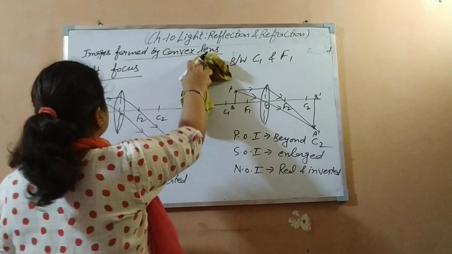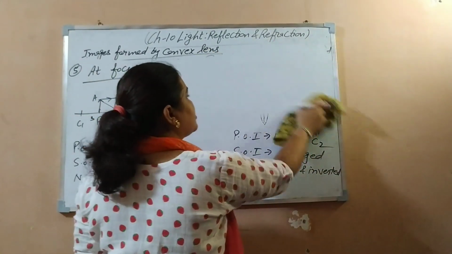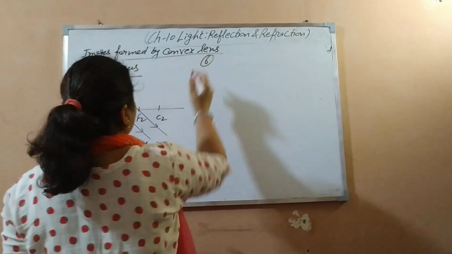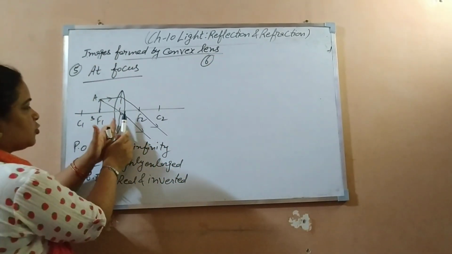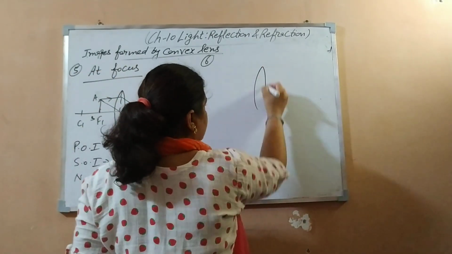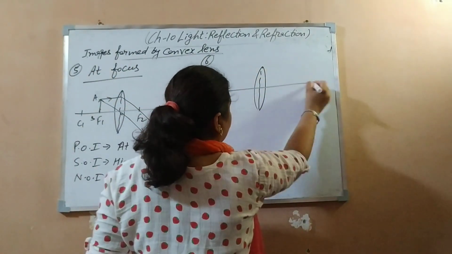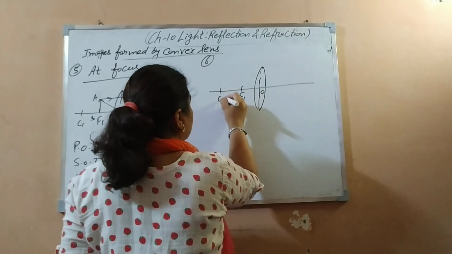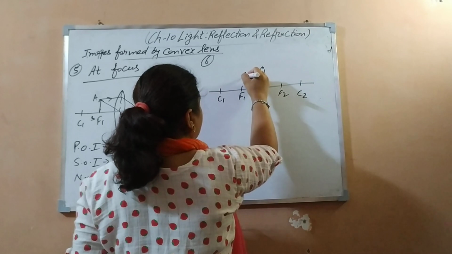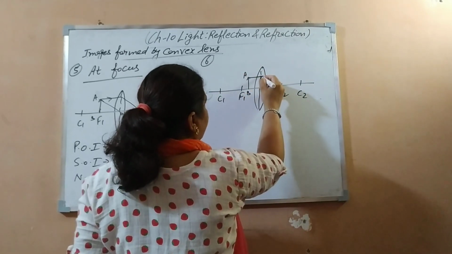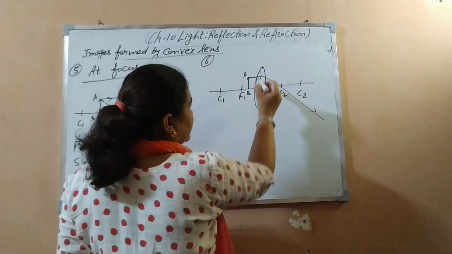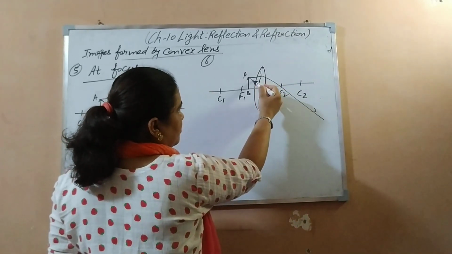Now next, the last case. There are many situations, but we are doing a few of them. The last situation is when the object comes very near to the lens, between optical center and focus. So we will situate the object between optical center and focus. One ray will go parallel. Where would it pass? It would pass through the focus. Another ray would pass through the optical center.